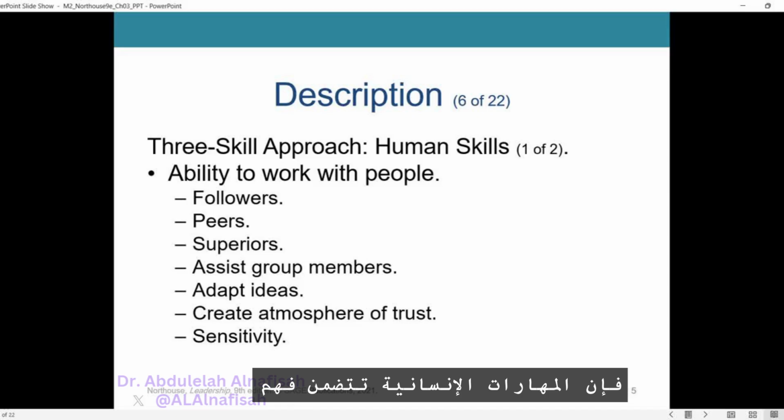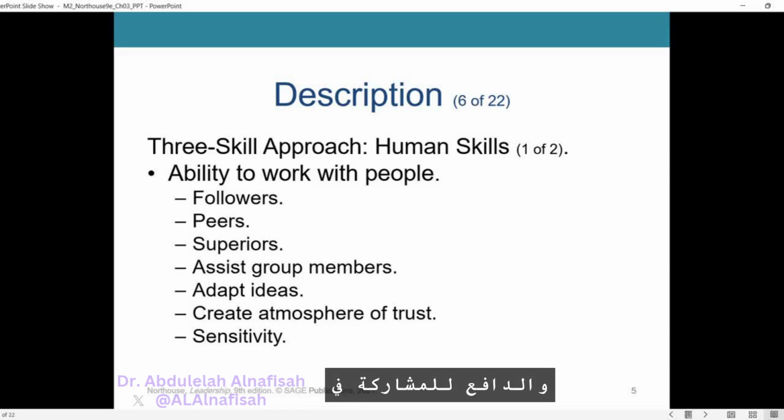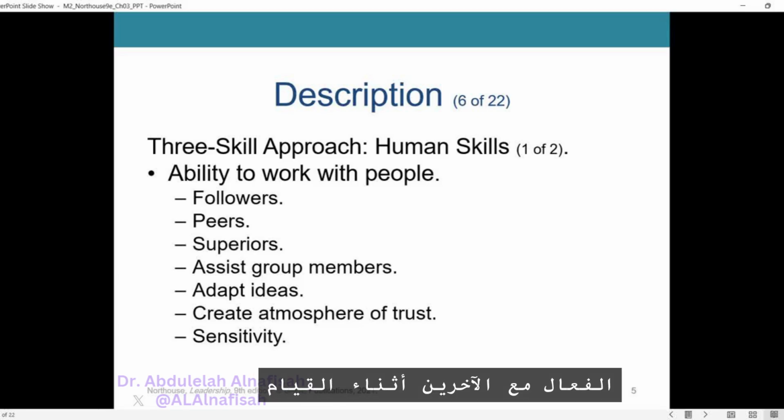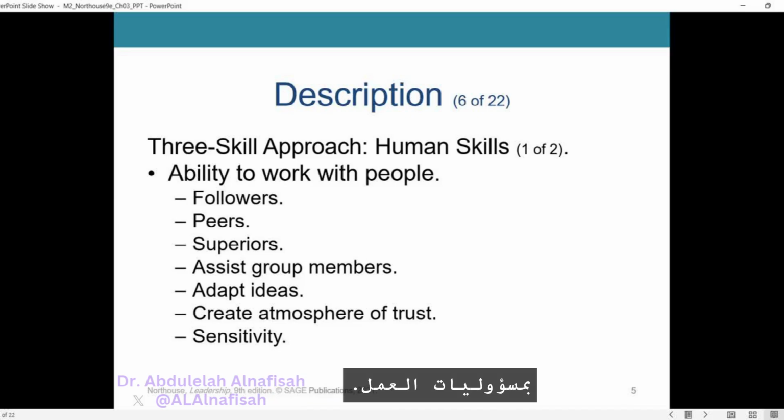According to Katz, human skills involve understanding one's own viewpoint on issues while simultaneously acknowledging and respecting the perspectives of others. Leaders with strong human skills adjust their ideas to align with those of others, fostering an environment of trust where team members feel at ease, secure, and motivated to engage in collaborative planning. Possessing human skills entails being attuned to the needs and motivations of others and factoring in these considerations during decision-making processes. In essence, human skills encompass the ability to build positive relationships and effectively interact with others while carrying out work responsibilities.